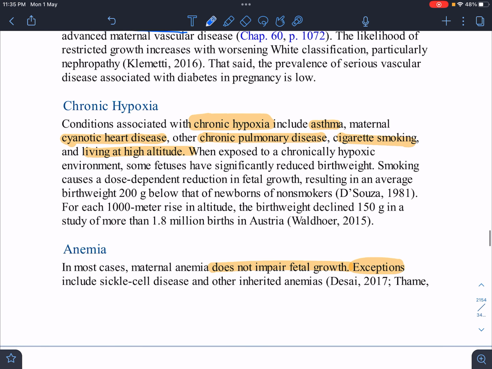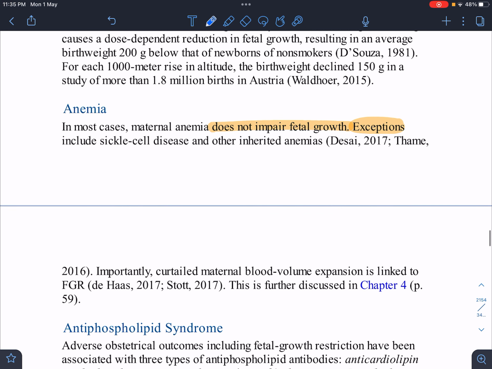Okay, chronic hypoxia, if mother has asthma, cyanotic heart disease, pulmonary disease, cigarette smoking, living at high altitudes, also can lead to restriction of fetal growth. Anemia, like I had said and I was wrong, does not impair fetal growth.